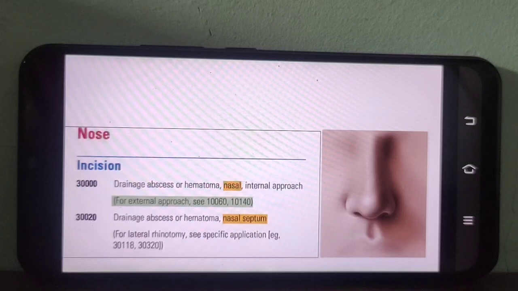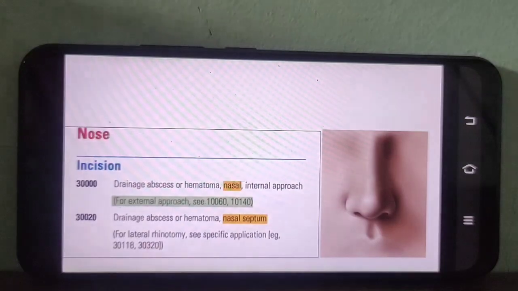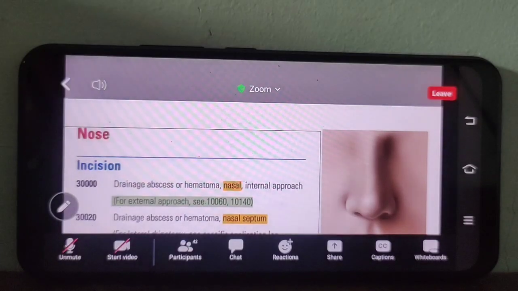In which anatomical site, what type of procedure has been done, by using which approach. Approach is nothing but the technique of surgery: open surgery, percutaneous, laparoscopy, like that. So these are the approaches.